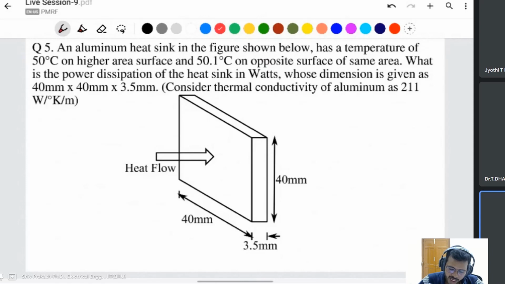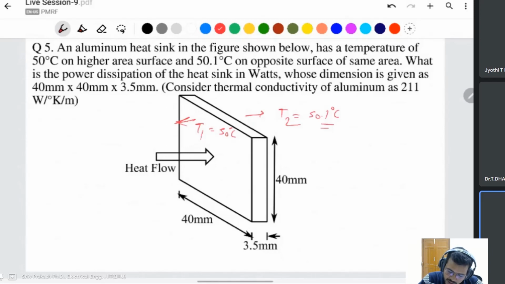Next question: given an aluminum heat sink in the figure shown below, at a temperature of 50 degrees centigrade on a higher area surface. You can take this one as T1 and this side as T2. This one is higher, this one is lower. On the opposite side you can take T1, T2. This will be 50 degrees centigrade. This will be 50.1 degrees centigrade, on the opposite surface of the same area. The area will be the same.